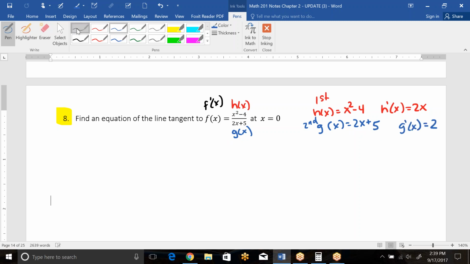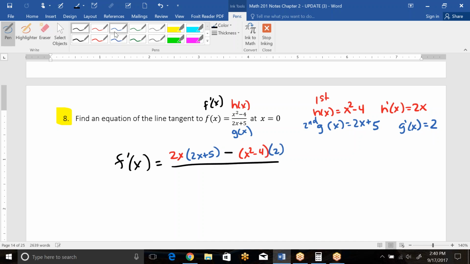Okay, so using our formula for f prime of x, we take the derivative of the first, which is 2x, times that by the original second function, which is 2x plus 5, minus the first function, which is x squared minus 4, times the derivative of the second one, which is 2, all over the first function squared.